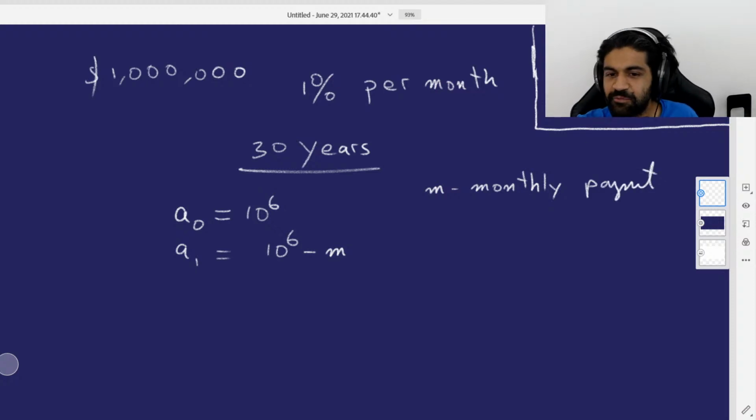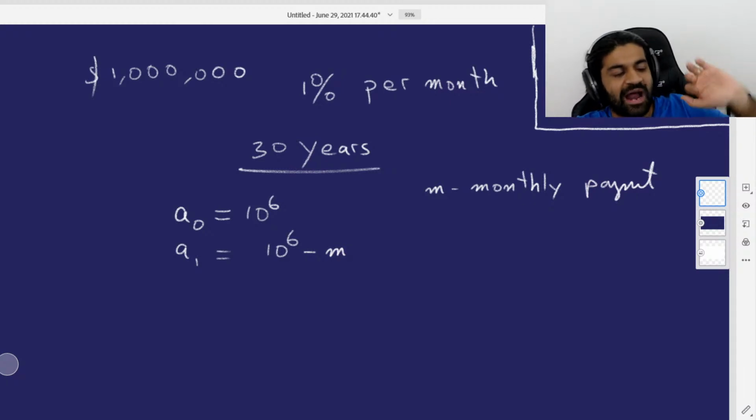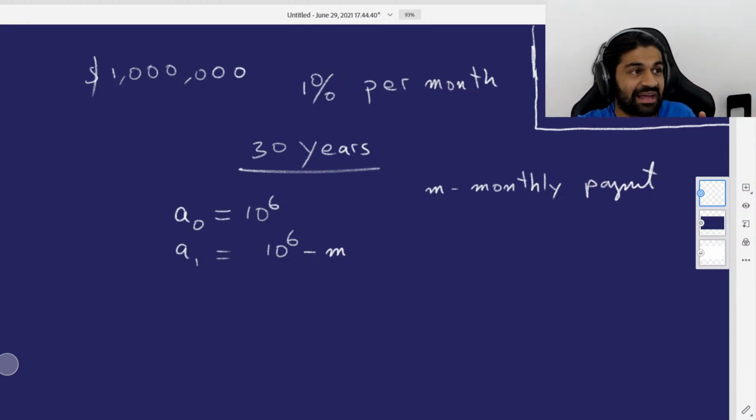You get rid of M off of 10 to the 6 every month, but of course, the bank will also apply interest after you're done making the payment. By the way, you can set this up so that the interest is applied before or after you make your payment. It doesn't really matter. This is a universally applicable method that you can use to solve all sorts of recurrences. So you can set this up however you like. I'm going to set it up so that you do your monthly payment first, and then at the end of the month, interest is applied to it.